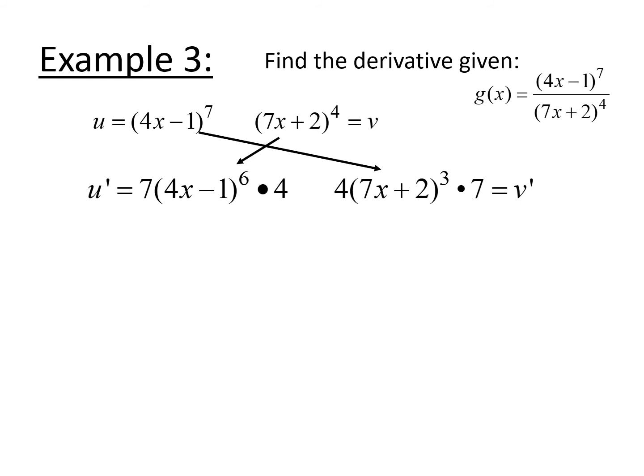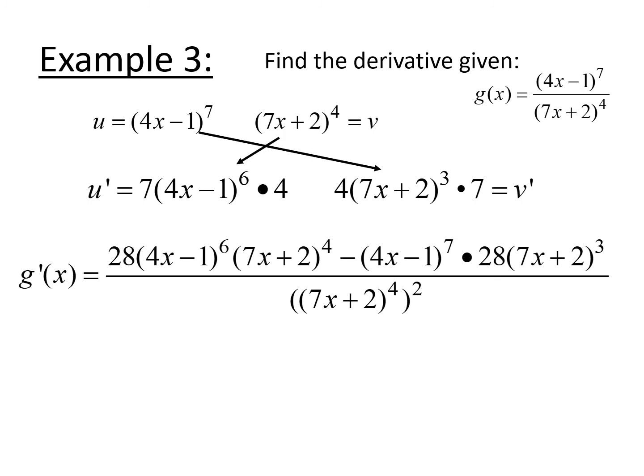So 7 times 4x minus 1 quantity to now the 6th power, and then that times 4 is the derivative of the inside function. And then we repeat that on the second function. And then when we look at those, we really have 28, because we have 7 times 4 with that. So when we have that 28, we can put that out there. So we have really, this is 28 times 4x minus 1 to the 6th.